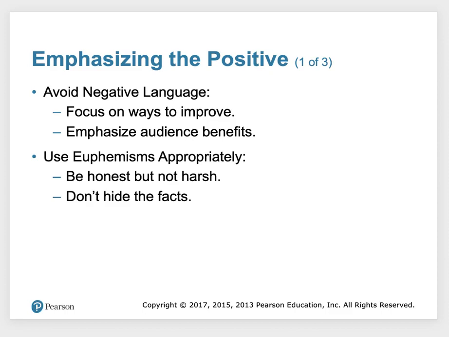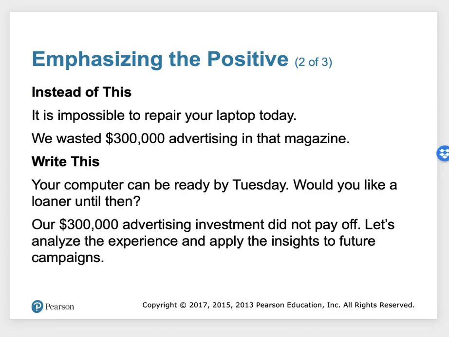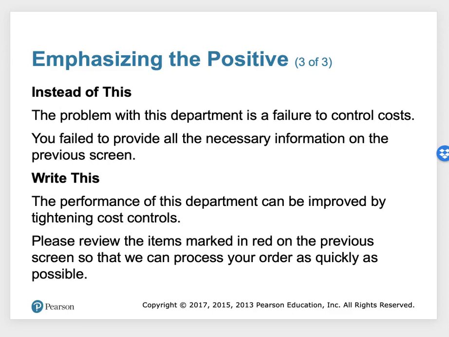You also want to look for ways to emphasize their benefit rather than your own. And make sure when you're delivering negative news that you are using euphemisms appropriately. You can be honest without being harsh, but make sure that you don't hide the facts. And the book also gives some really great examples to help us apply the difference in writing, which is on page 130 of your book. So take time to read through that. There's a couple of these here, and both of those are on page 130.